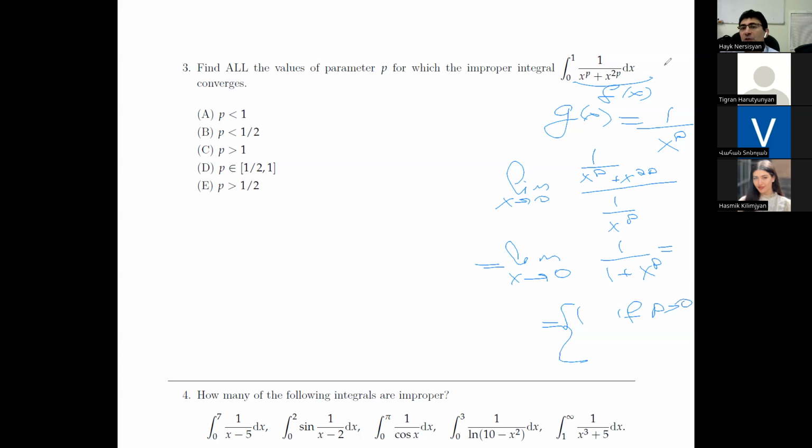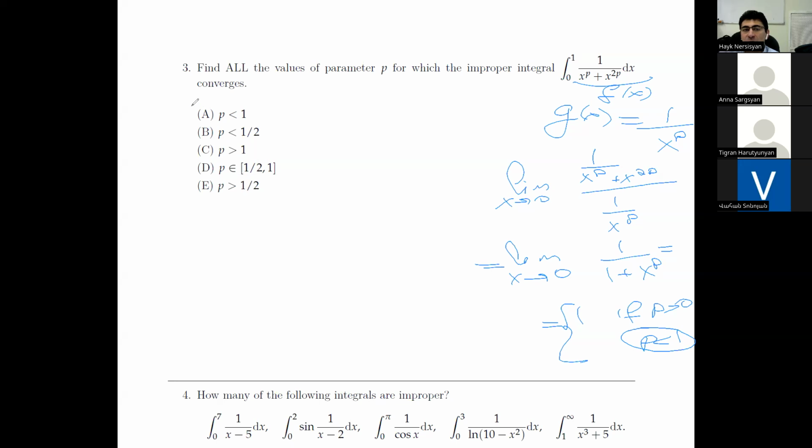Because in this case, we are not going to get an improper integral. Like imagine p equals 0. If p equals 0, we have 1 divided by 1 plus 1. It's a constant. It's not even an improper integral. But keeping p positive, we get that the convergence of f holds if we have convergence of g. And for which p is g convergent? For p being smaller than 1. So power p should be less than 1 to get the convergence.